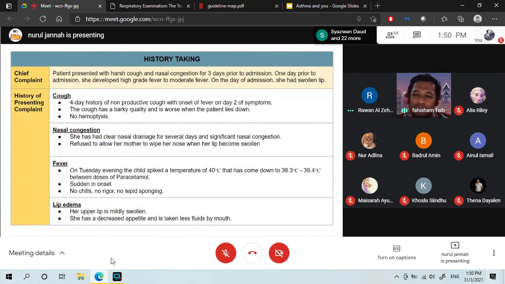Would you differentiate this child who needs admission or not? If the patient presents with a harsh cough and nasal congestion, how do you decide this one needs admission? Is it because of the harsh cough, nasal congestion, and fever? If there's a fever, I will admit. If there's no fever, is there still a reason for admission for all those things?